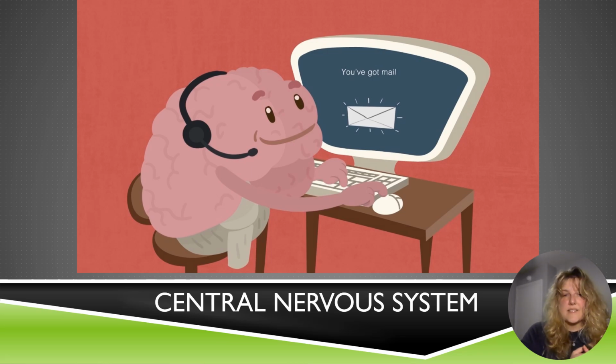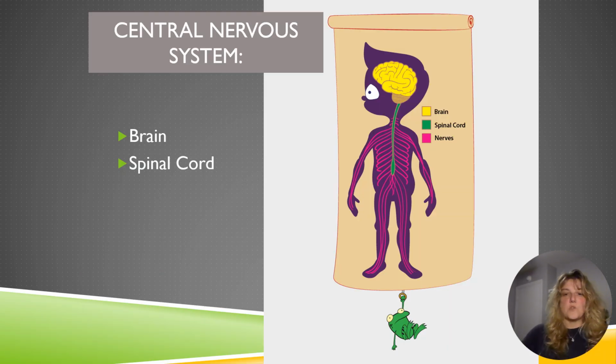So this last section of neurology is going to focus on the central nervous system. And just remember that is comprised of both the brain and the spinal cord. That's the only thing that we're talking about here, the yellow and the green. Those peripheral nerves are not included.